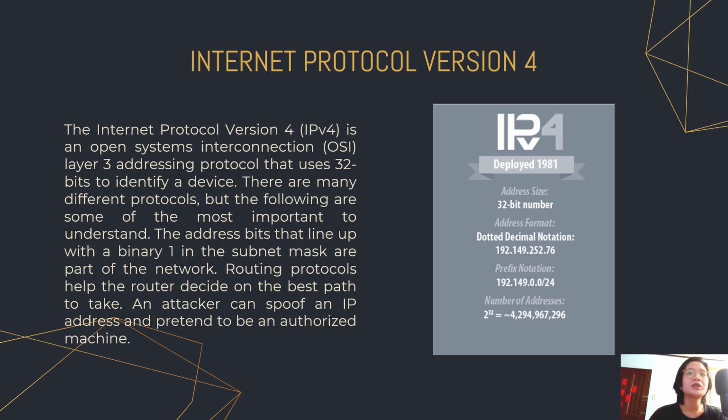Internet Protocol version 4. The Internet Protocol version 4, or IPv4, is an Open Systems Interconnection, or OSI, Layer 3 addressing protocol that uses 32 bits to identify a device. There are many different protocols, but following are some of the most important to understand. The address bits that line up with a binary 1 in the subnet mask are part of the network. Routing protocols help the router decide on the best path to take. An attacker can spoof an IP address and pretend to be an authorized machine.